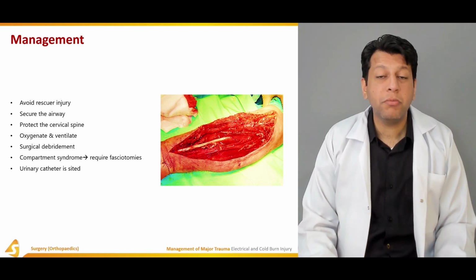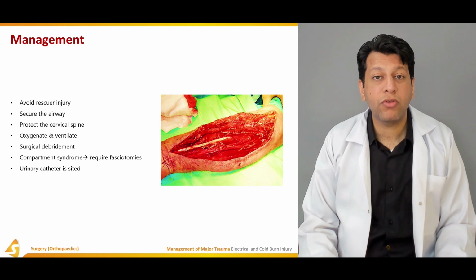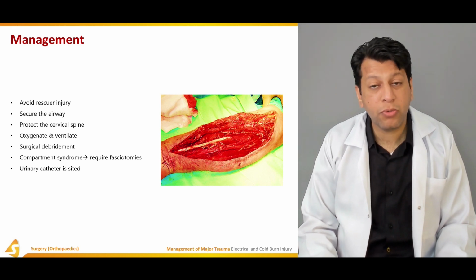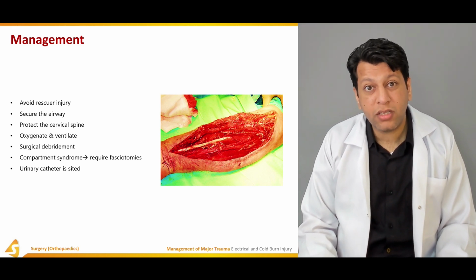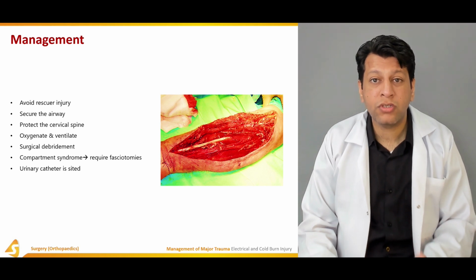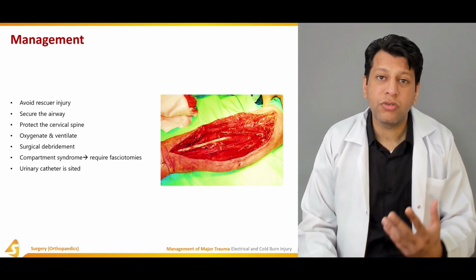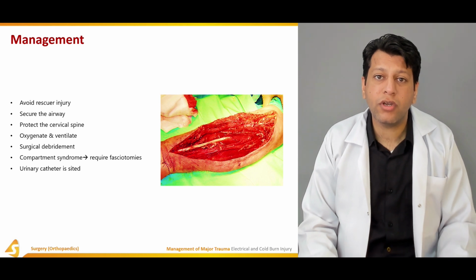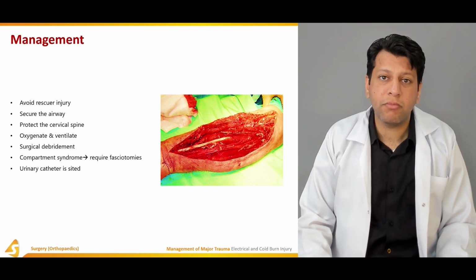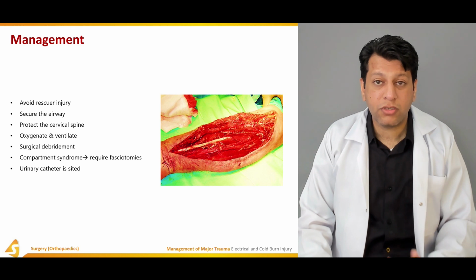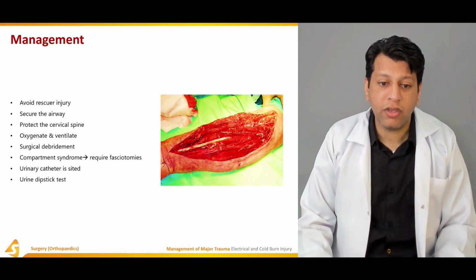Urinary catheter must be passed. That is part of the primary survey because we need to monitor the input and output. And why do we need to monitor the input and output? Because usually the myonecrosis leads to renal failure, and we should avoid increased myonecrosis as well, because this may eventually lead to renal failure.